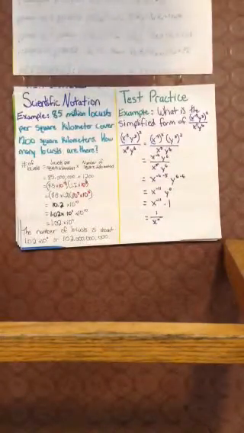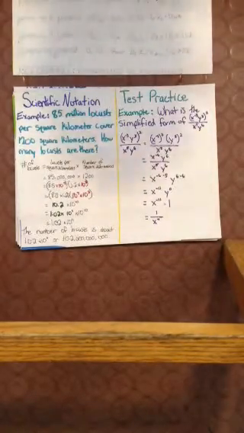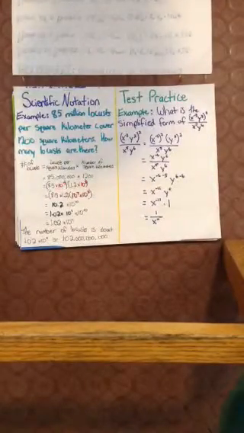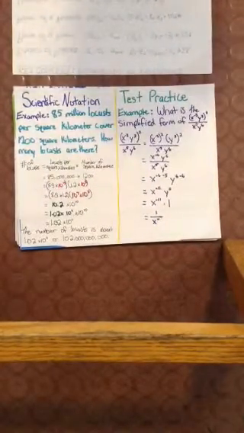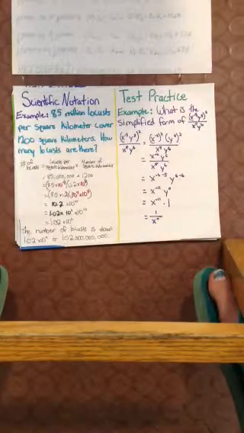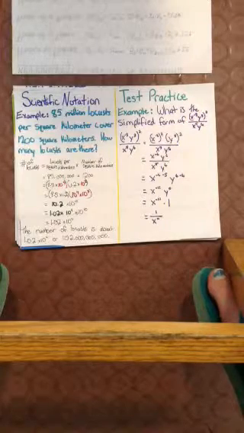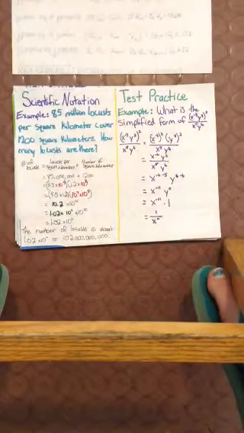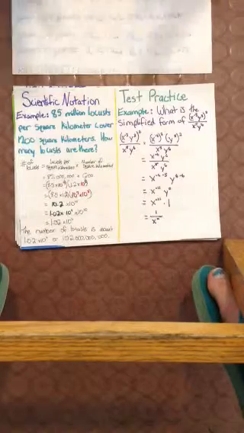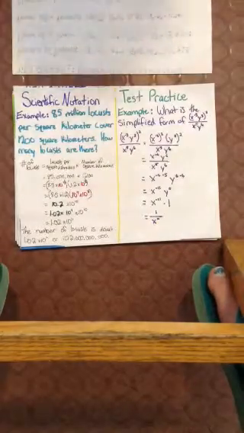Scientific notation. Example, 85 million locusts per square kilometer cover 12,000 square kilometers. How many locusts are there? So your number of locusts equals your locusts per square kilometer times the number of square kilometers. So in this example, 85 million times 1,200. You would then simplify that down to 1.02 times 10 to the 11th for scientific notation.